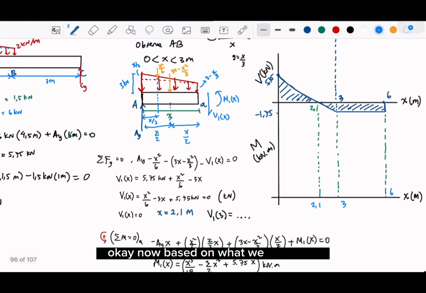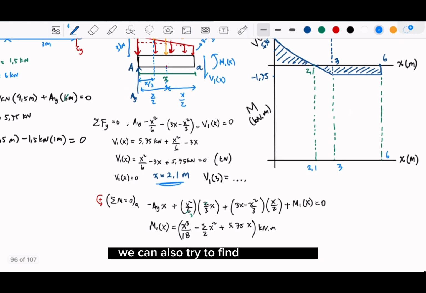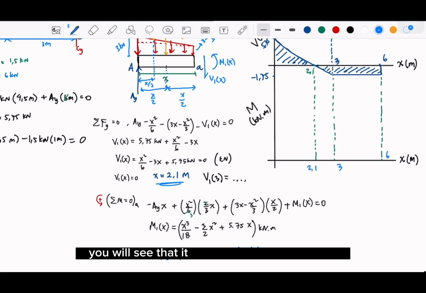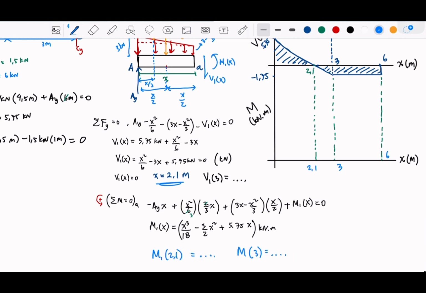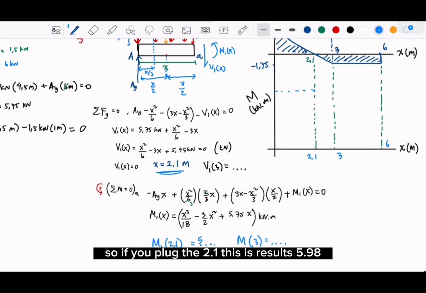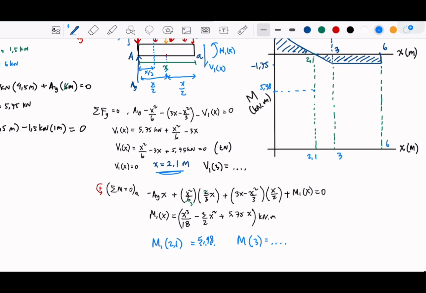Okay, now based on what we have in x, we can also try to find what will be for both numbers, for 2.1 and 3. And for 3, you will see that it goes back to the 5.25. So you will see here, this is going to be maybe here. If you plug in the 2.1, this will result in 5.98. You can also check with your calculator. So 5.98. So something like that, okay?